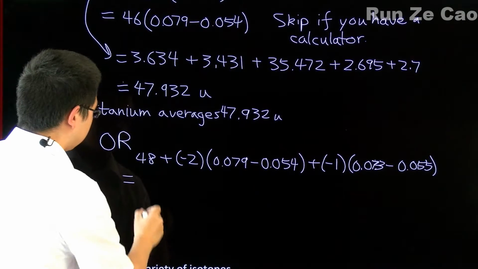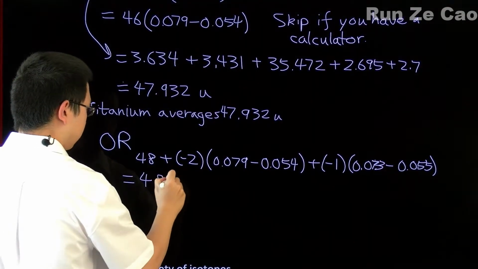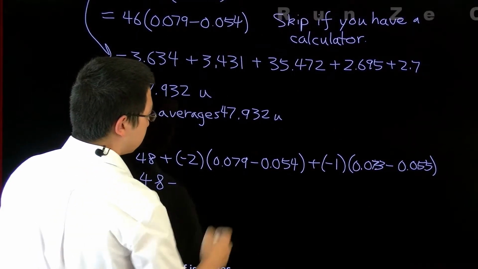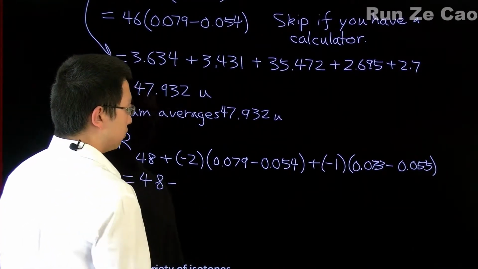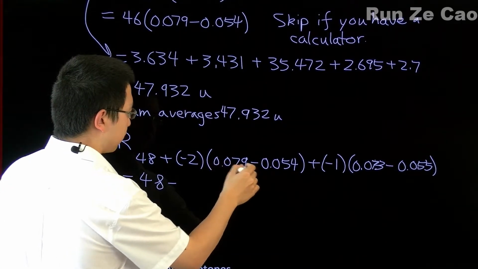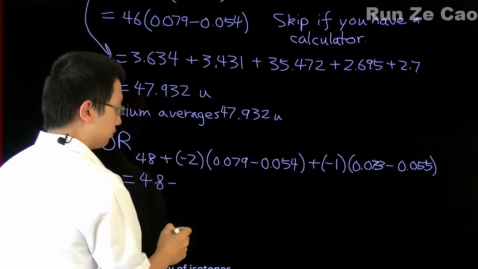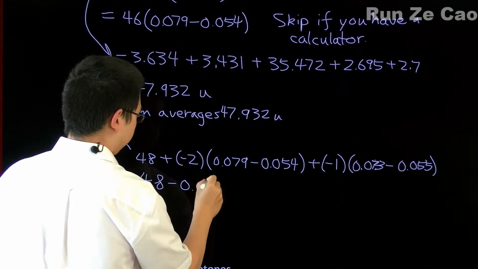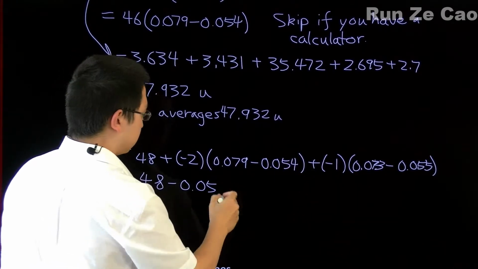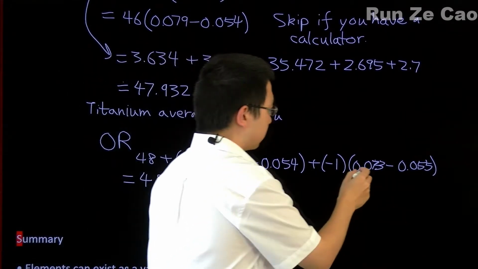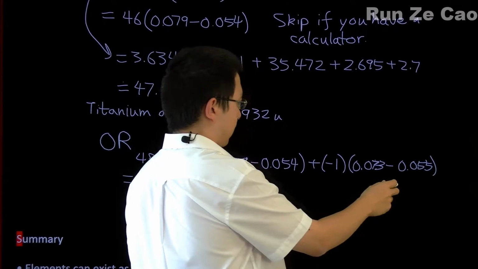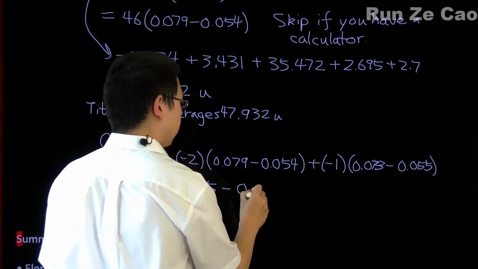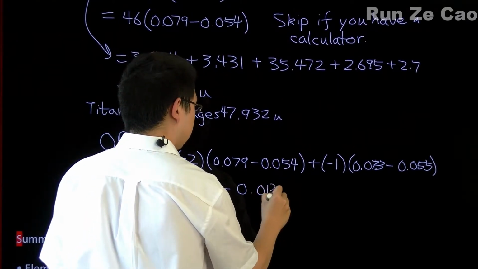This is what? This is 48 minus 2 times, oh, what's this? This leads us to 0.025. So times 2. Of course, you can write it all out, but 0.05. And there, 0.73 minus 0.55 is, well, that's 0.018.